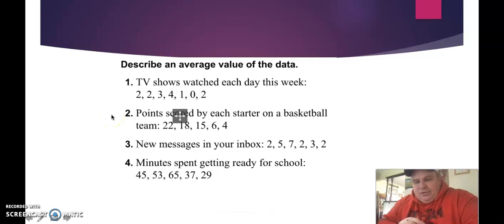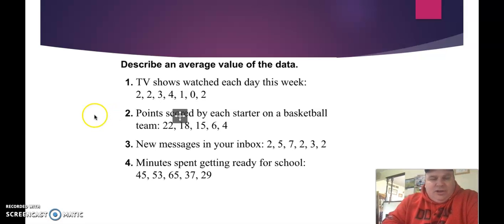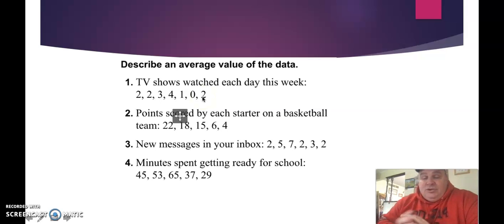Okay, I briefly told you what the average value of the data is. What I want you to do is add up all these numbers. 2 plus 2 is 4, plus 3 is 7, plus 4 is 11, plus 1 is 12, and plus 2 is 14. To find the average, you divide by how many numbers you added up. You added up 7 numbers: 1, 2, 3, 4, 5, 6, 7. So 14 divided by 7 would be 2. The average value is 2 TV shows watched each day this week.